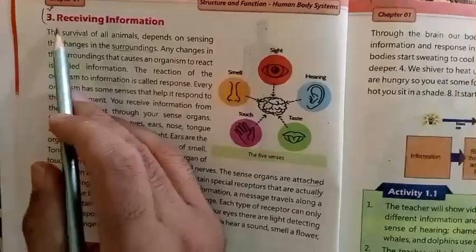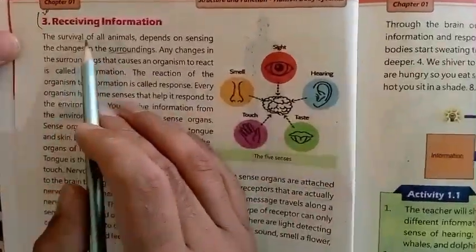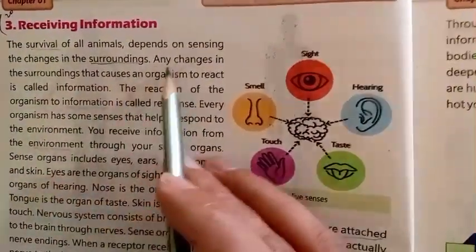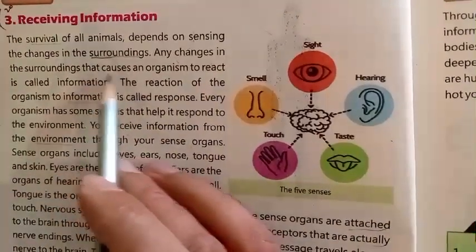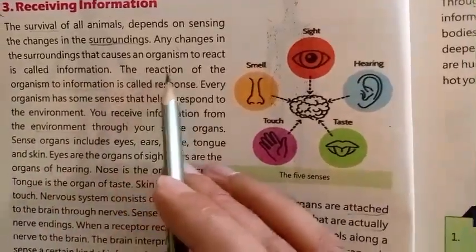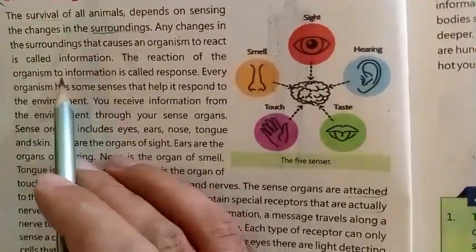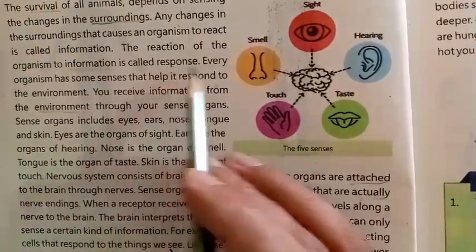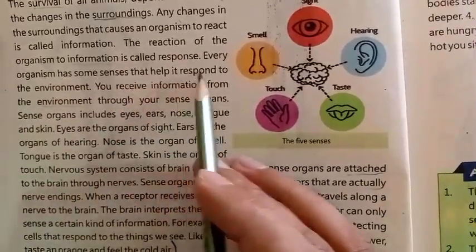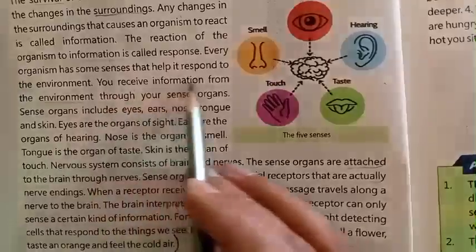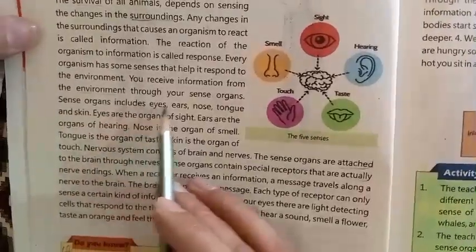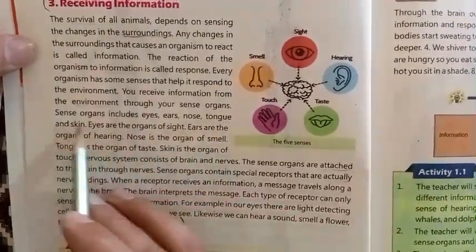Number 3. Receiving information. The survival of all animals depends on sensing the changes in the surroundings. Any change in the surroundings that causes an organism to react is called information. The reaction of the organism to information is called response. Every organism has some senses that help it respond to the environment. You receive information from the environment through your sense organs. Sense organs include eyes, ears, nose, tongue, and skin.